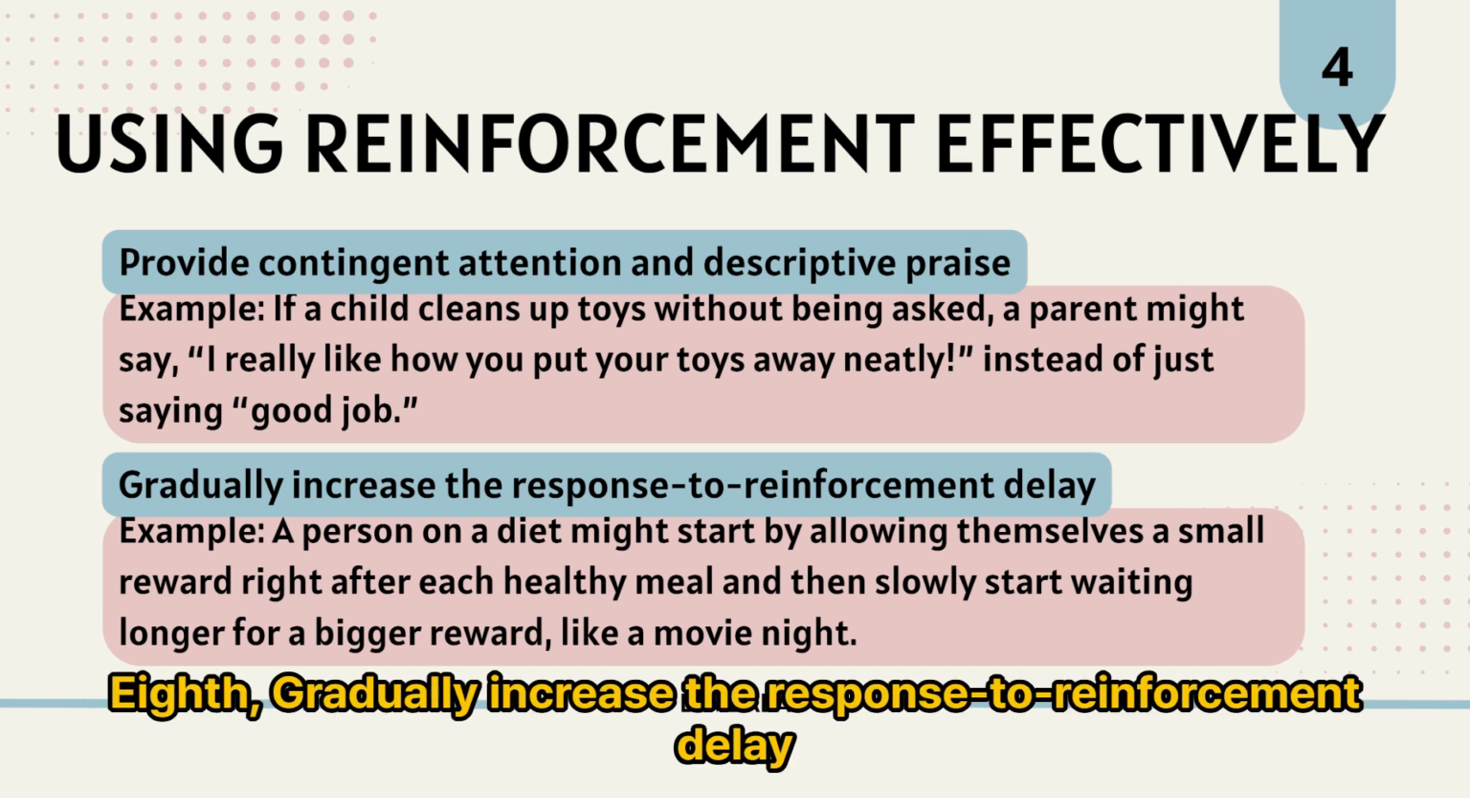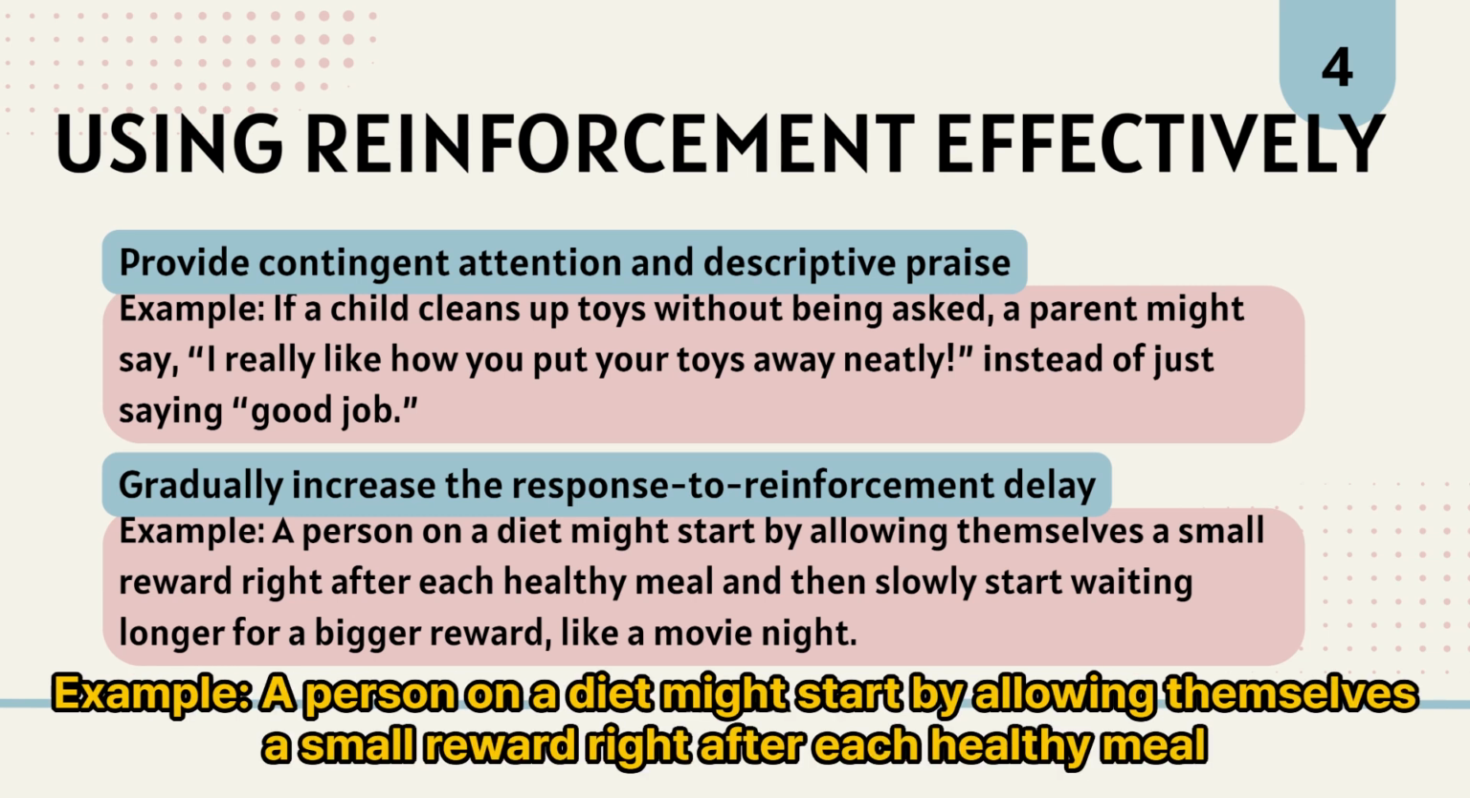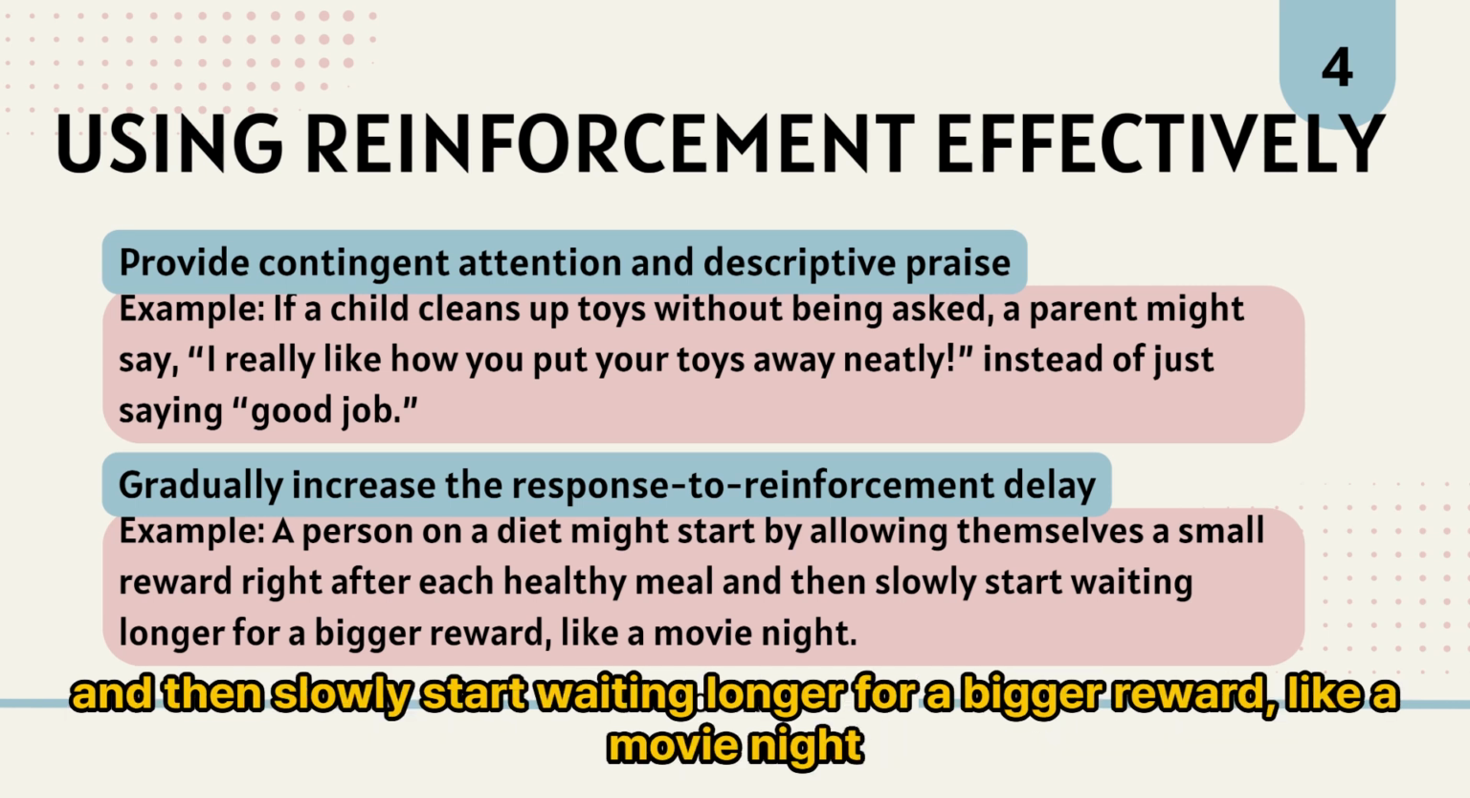Eighth, gradually increase the response to reinforcement delay. Example: a person on a diet might start by allowing themselves a small reward right after each healthy meal, and then slowly start waiting longer for a bigger reward, like a movie night.